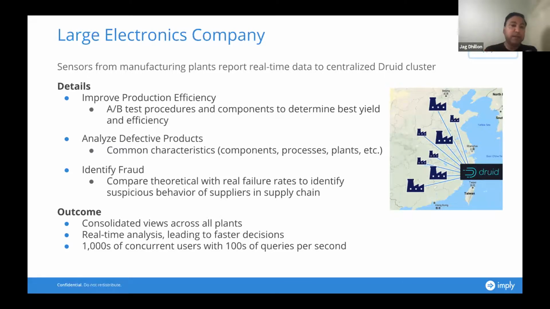So if anyone bought those products in the black market and then comes to try to claim warranty, their customer service staff can connect to the Druid solution to check if this product is one of those items sold in the black market, and they can reject that warranty claim. So that's an example of a large electronics company.